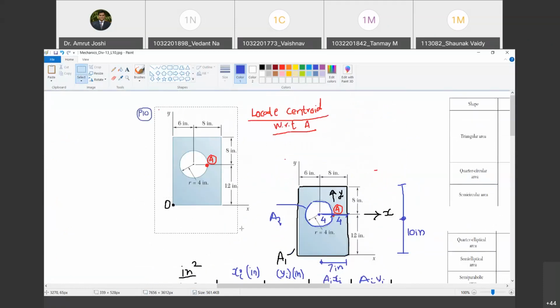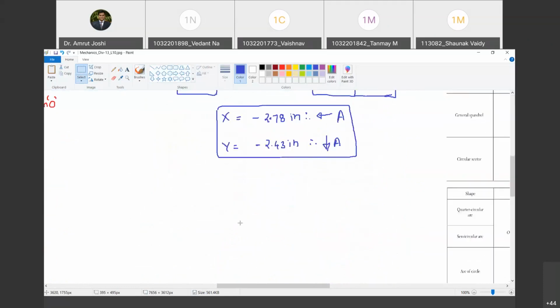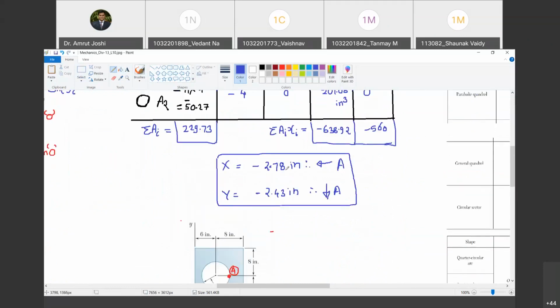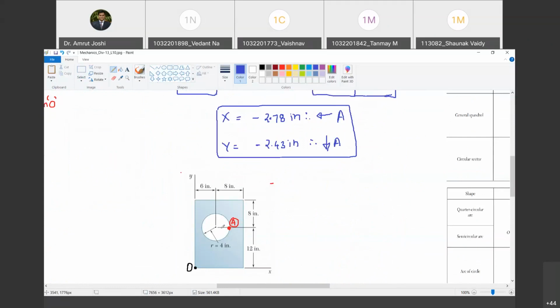So let me copy this. So where is the centroid? Towards the left of A by distance 2.78. The radius is 4 inches, so 2.78 will go somewhere here. And below A by distance 2.43. So it will come somewhere close to this point. So this is the final location of the centroid.